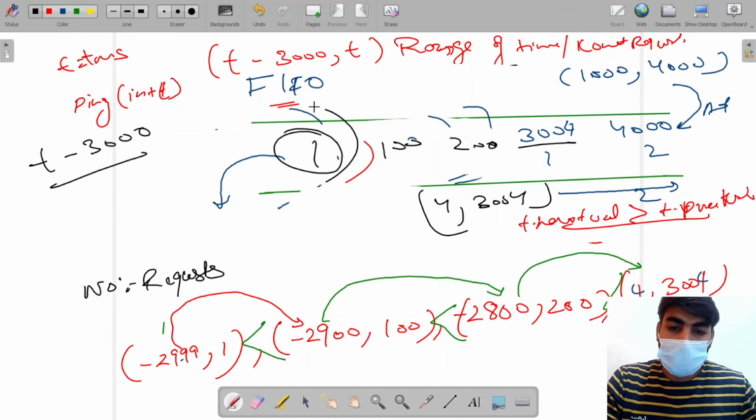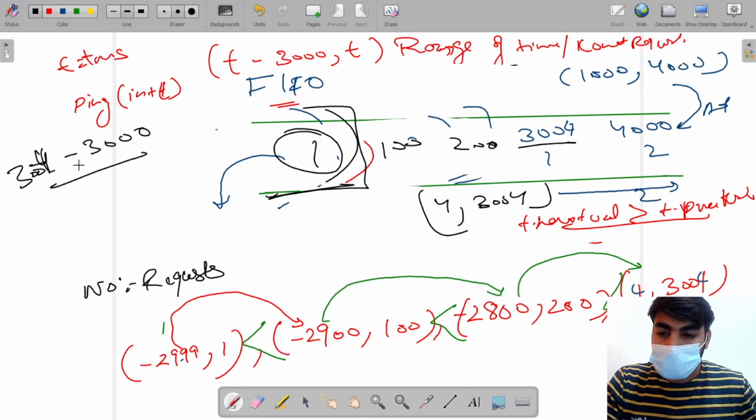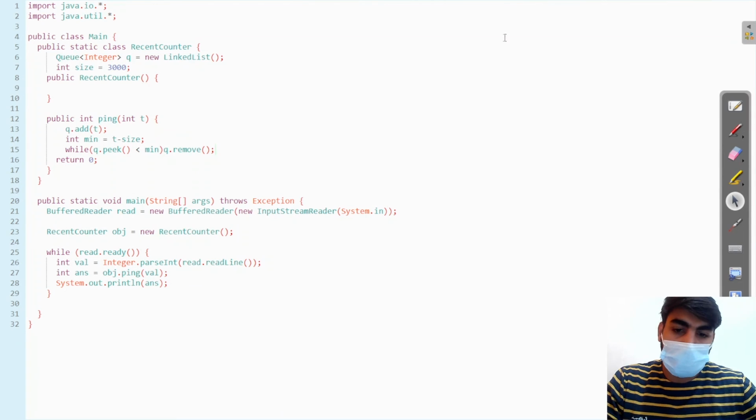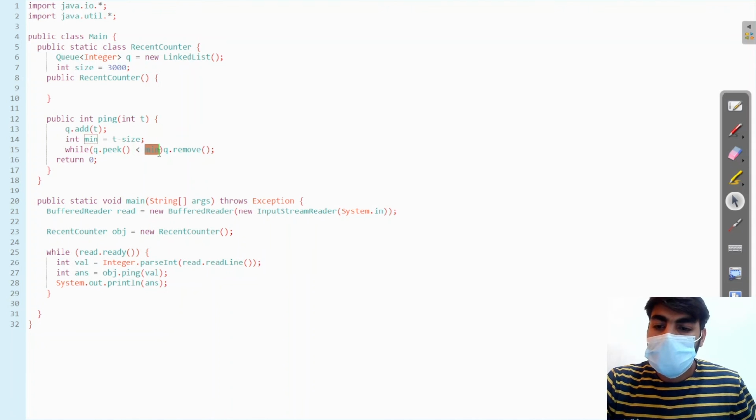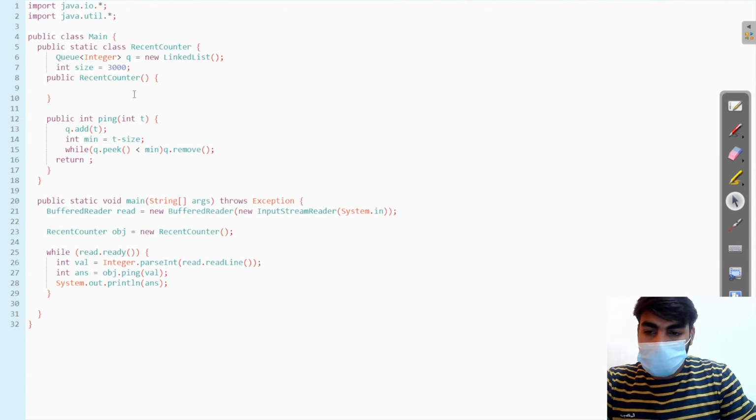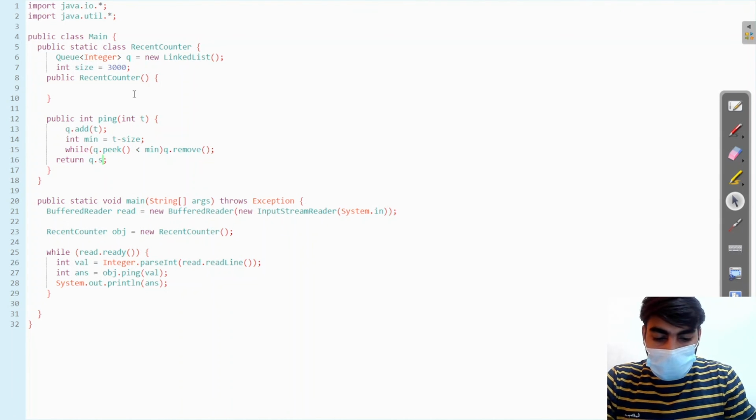what we are doing, we are removing it from our queue. So if we have 3004, instead of t we have range from 4, which is greater than 1. Same thing we are doing here, we are checking if the number which is present at the peek of the queue is less than t minus size, then we remove it from our queue. And at the last, we are returning the size of the queue.